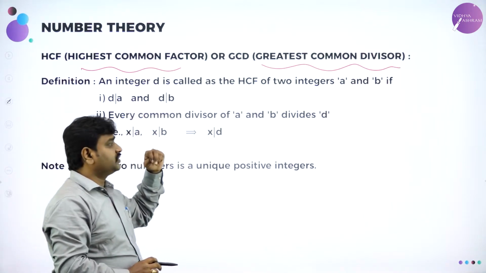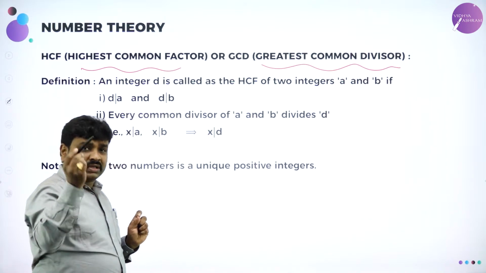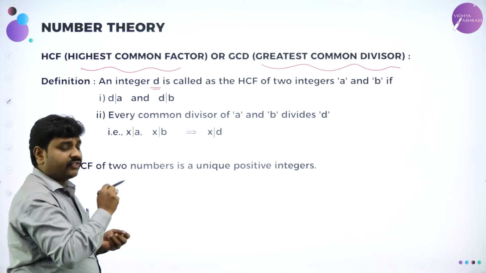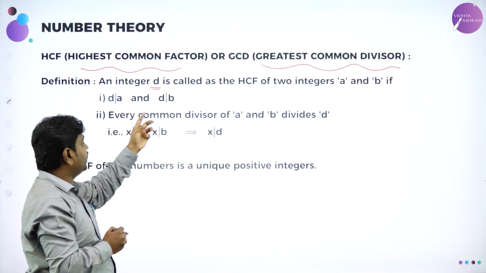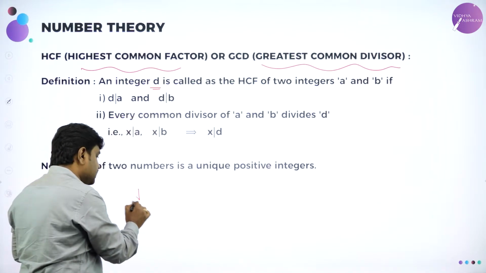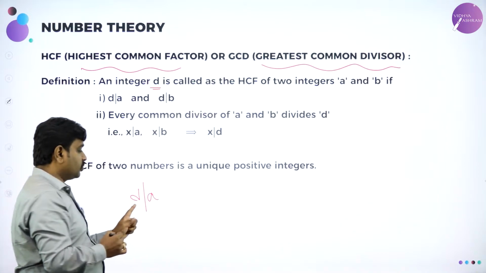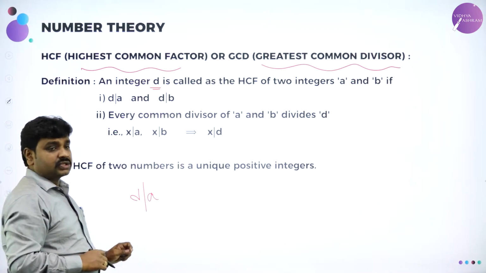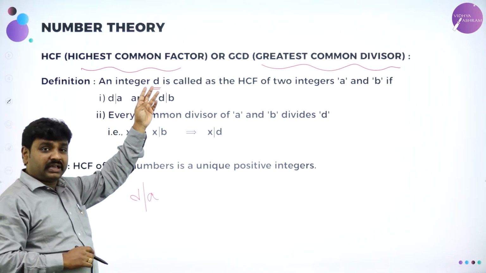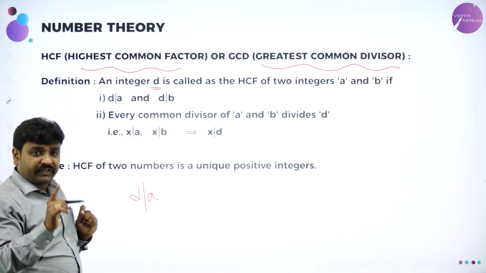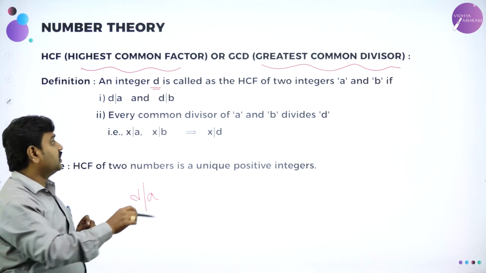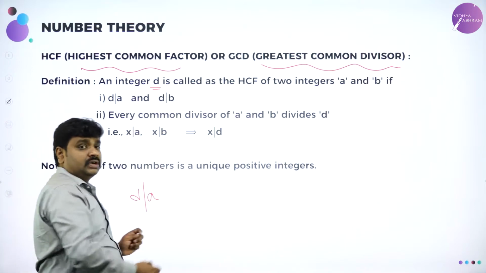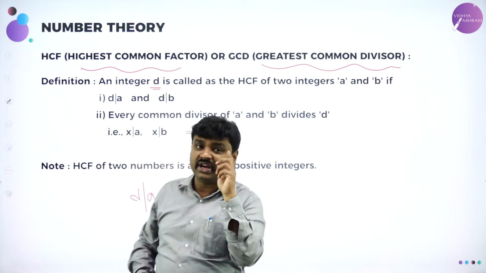For two integers a and b, an integer d is called as HCF if d divides, first d should divide a, d should divide b. So we'll read this as d divides a. How to read this? It is not d divided by a, it is d divides a. So an integer d is said to be a GCD if it satisfies two conditions. Condition number 1, d should divide a and d should divide b. D should divide a as well as d should divide b.